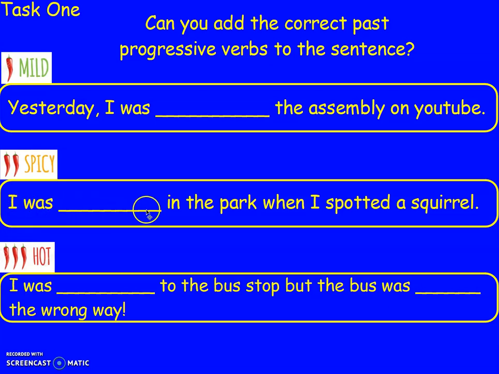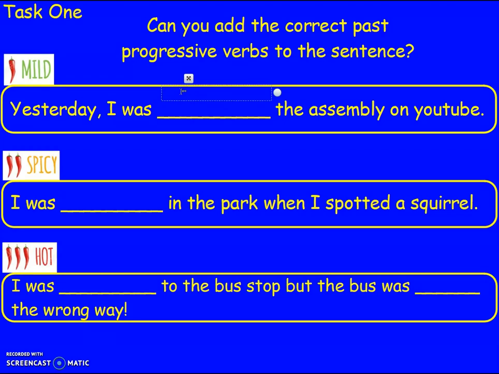Spicy, I was blank in the park when I spotted a squirrel. So think about a doing word that can go here that you did in the past. Hot says, I was blank to the bus stop, but the bus was blank the wrong way. So what was the person doing? I was, think of a verb, a doing word that could go here, and what was the bus doing? A verb that can go here to show something in the past that has already been done. Okay, so I want you to pause the video now, choose a sentence and see if you can put a past progressive verb into the blank space.